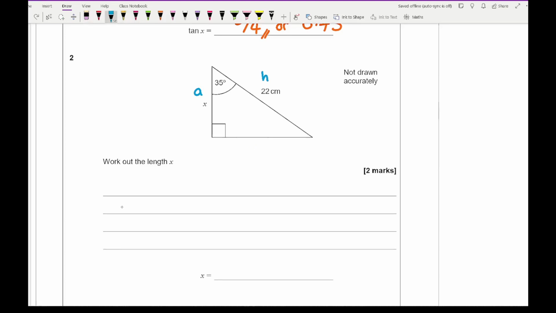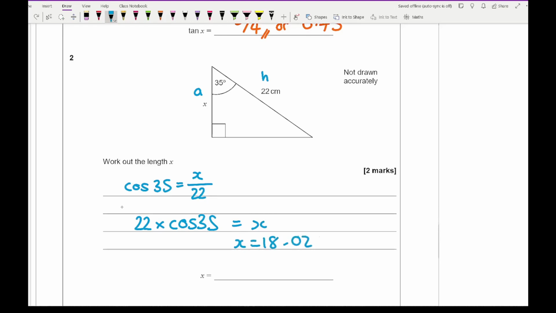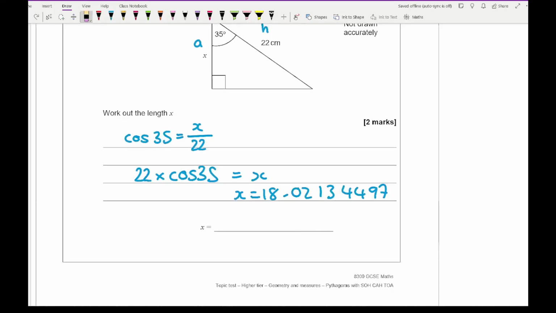So then next is for me to establish which trig ratio uses A and H, and it's going to be cos. So I've got cos 35 equals x over 22. So then doing a bit of rearranging, I get 22 multiplied by cos 35, and that equals x. Then all that's left for me to do is just simply type that into my calculator, and I get an answer of 18.02134497, and all that's left for me to do is round this up.